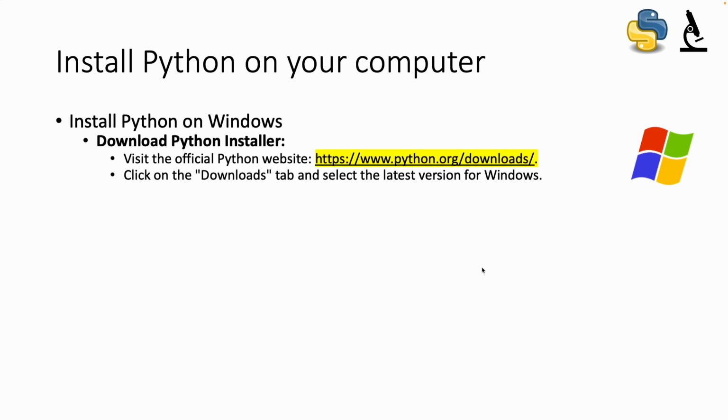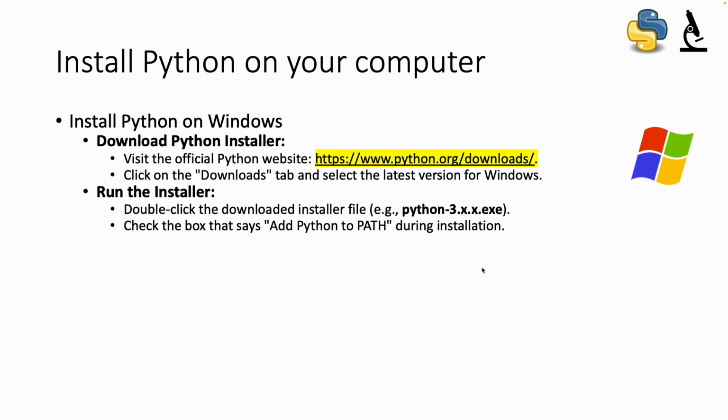You can download the Python installer on the official Python website. The link is displayed here. Click on the Downloads tab and select the latest version for Windows. After that, you run the installer, you double click on it and check in the installer the box that says add Python to PATH during the installation.